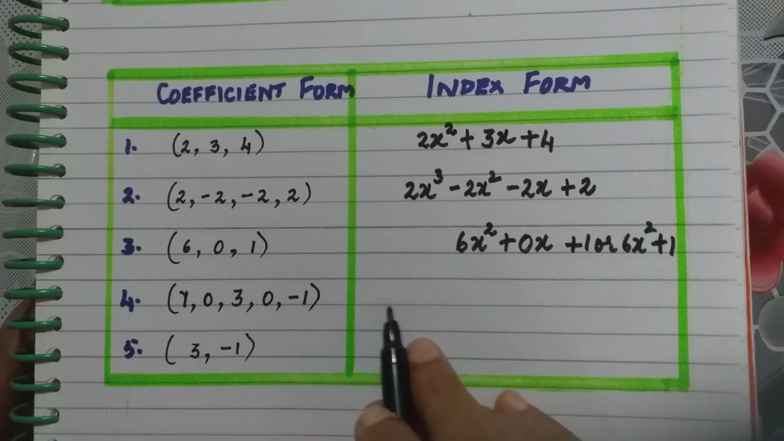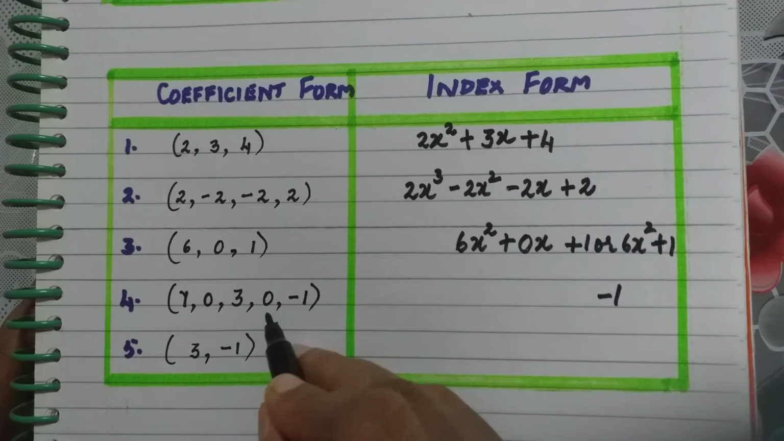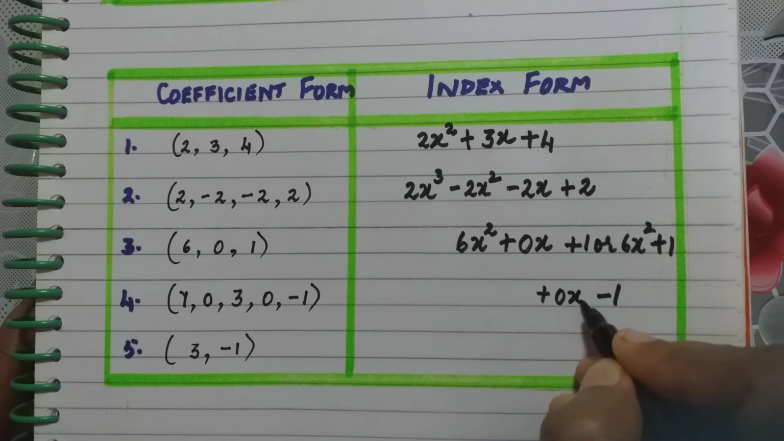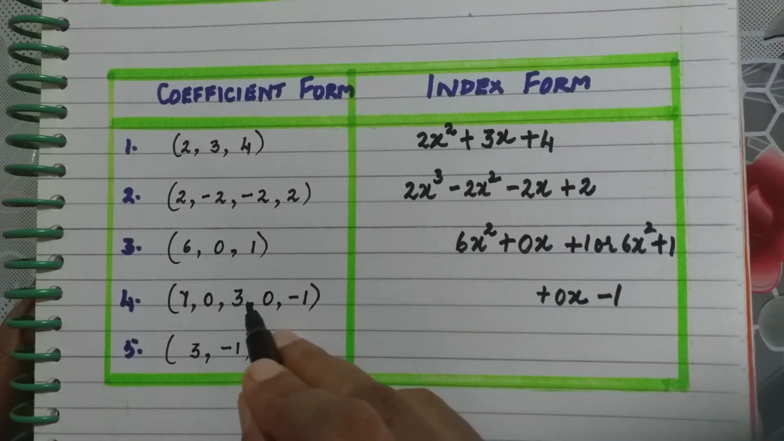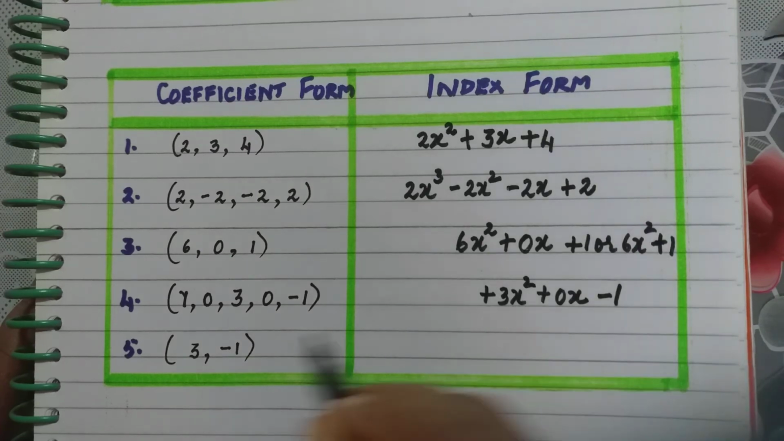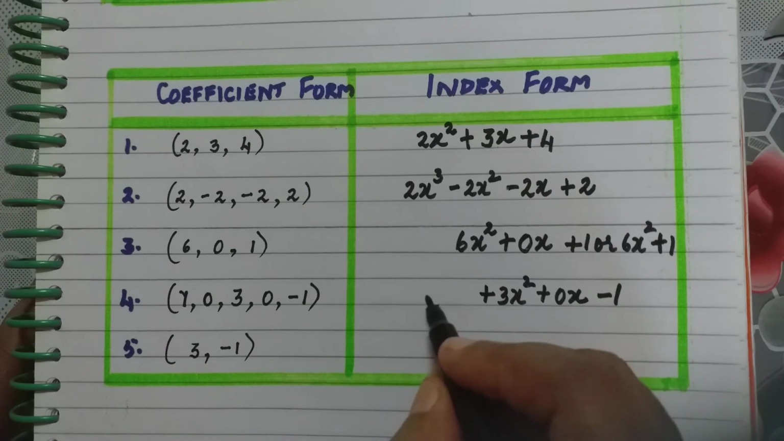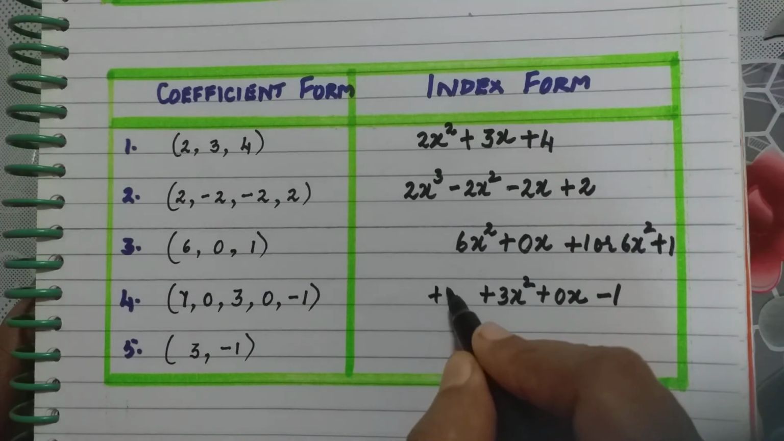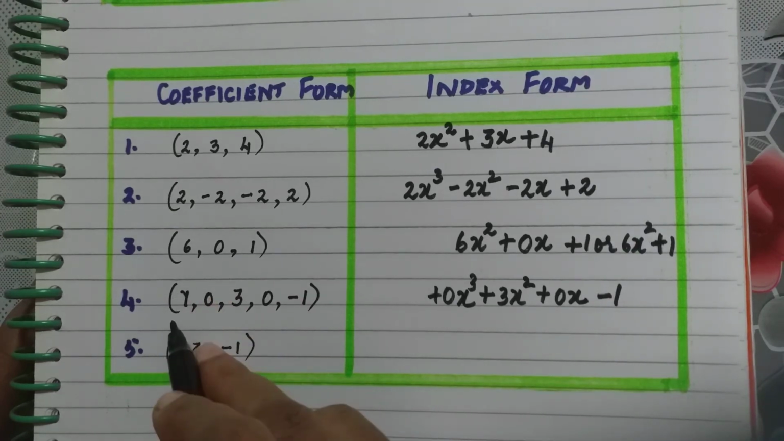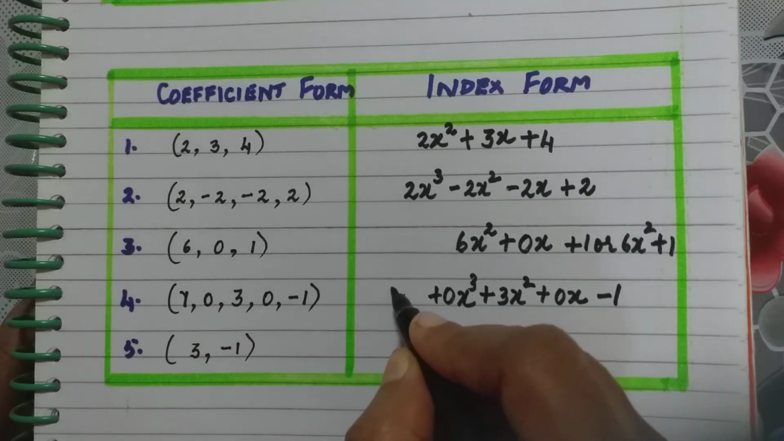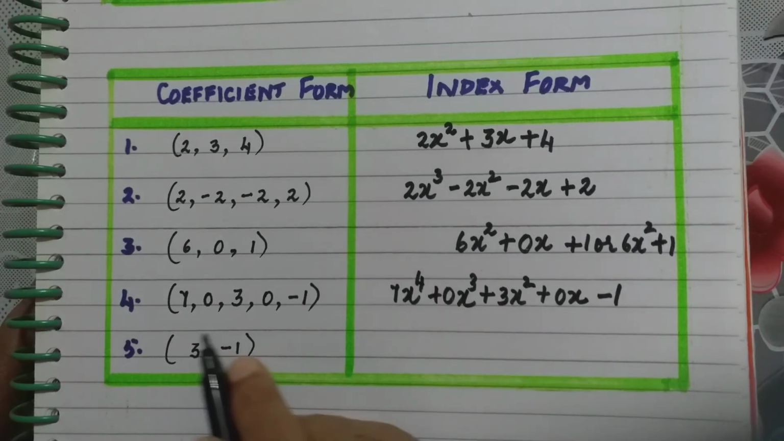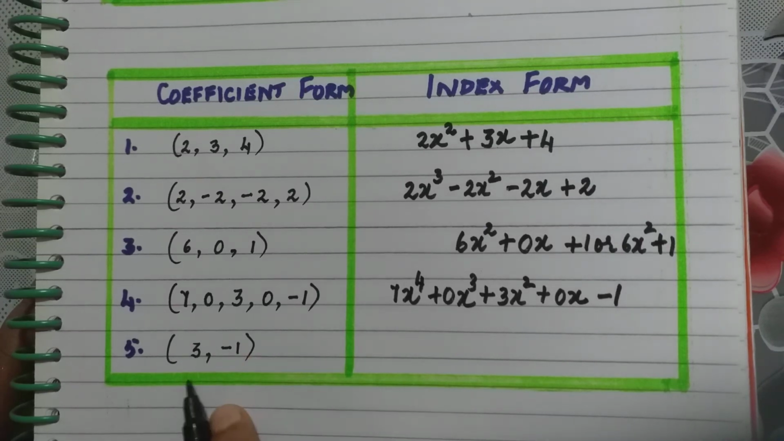Next one here. What is the constant term? Minus 1. Then here you have 0x. So we write plus 0x. Then what is this? 3x square. So plus 3x square. What is this? This will be x cube. So plus 0x cube. And what is this? This is x raised to 4. So 7x raised to 4.